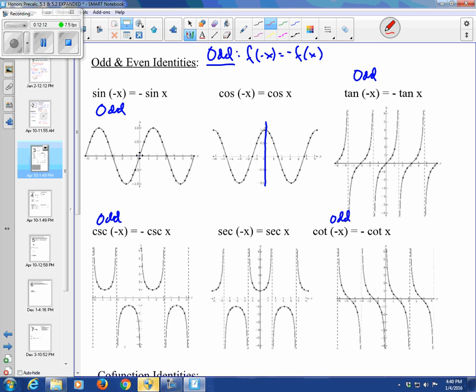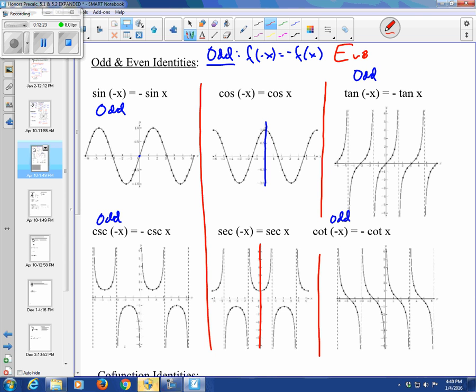Right here, we can see that cosine and secant are even trig functions. They're both symmetric with respect to the y-axis. So right here, by the definition of an even function, we know that when we plug in a negative x into an even function, so f of negative x, we get the function back. It's the same as plugging in a positive x. So right here, we know that cosine of negative x equals cosine of x, and secant of negative x would equal secant of x. Right? So that's basically a way for us to deal with negative rotations inside our trig functions.